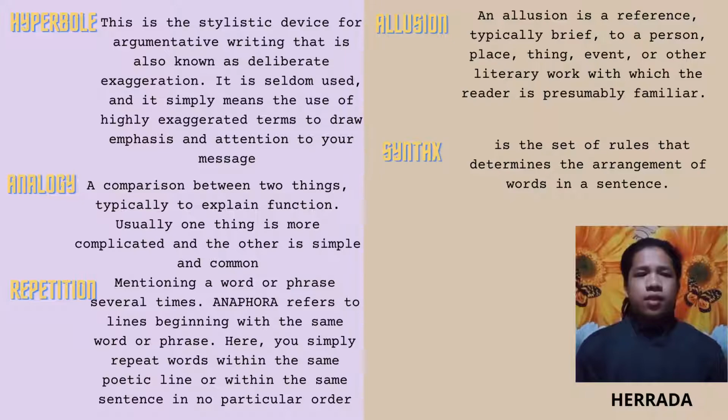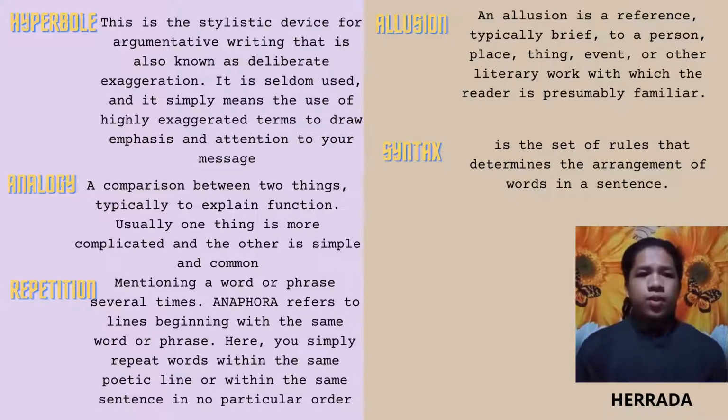Syntax is a set of rules that determines the arrangement of words in a sentence. Allusion. An allusion is a reference, typically brief, to a person, place, thing, event, or other literary work with which the reader is presumably familiar.